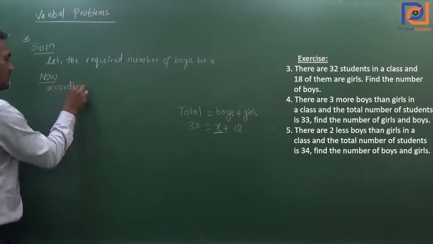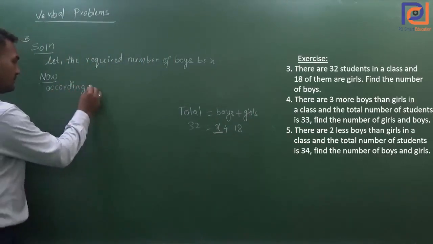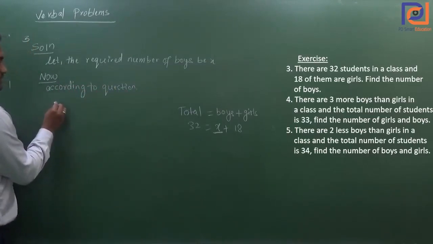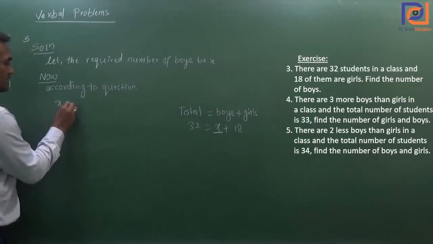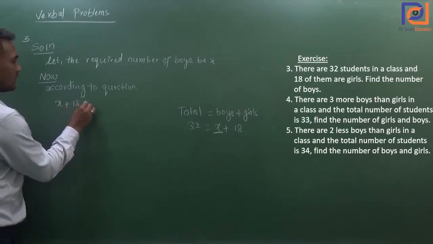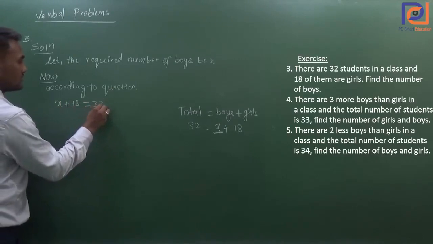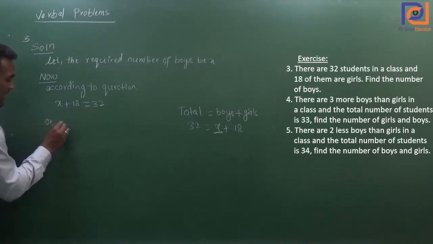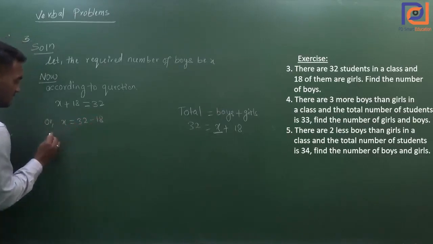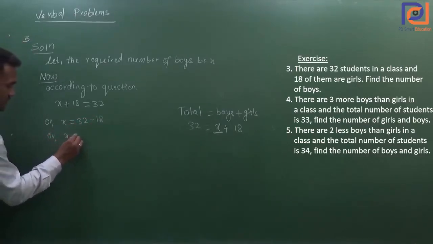According to the question, x plus total number of girls equals 32. Now let's find the value of x. x is equal to 32 minus 18. So x is equal to how much will you get?